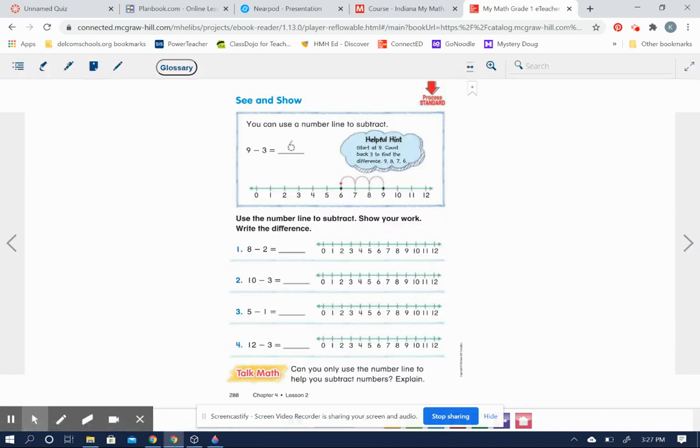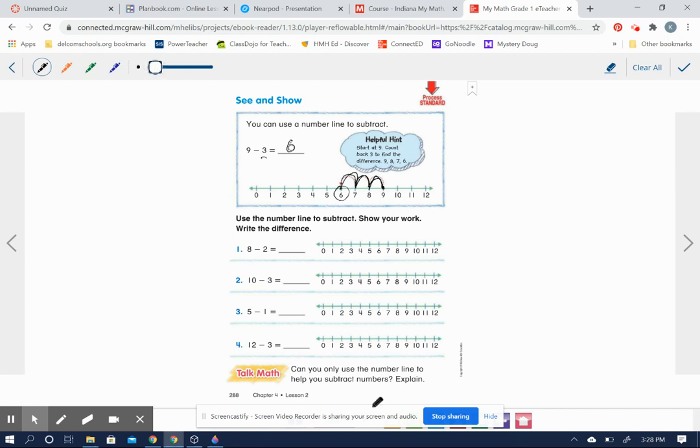Okay, turn your paper over, and it says that 9 minus 3 equals 6. Here's a helpful hint. Start at 9 because that's the whole number that we're starting with. And then we're going to take 3 bunny hops back. Start at 9. 1, 2, 3, and we land on 6. Yes, 9 minus 3 equals 6. So start at 9, count back 3 to find the difference. 9, 8, 7, 6.